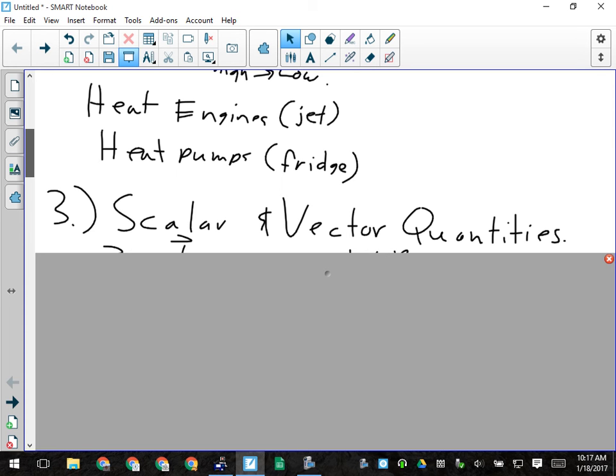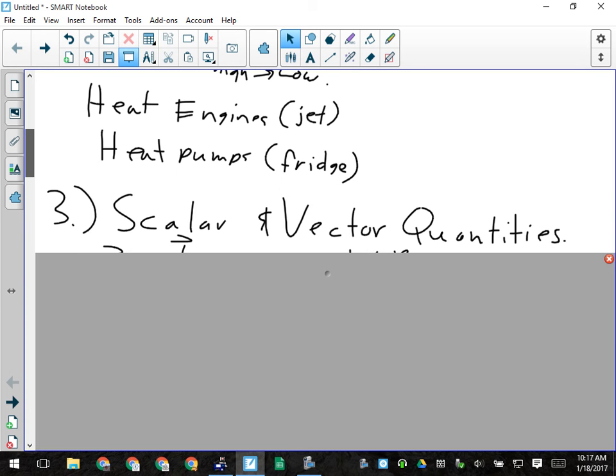Is velocity scalar or vector? It's vector, okay? If you don't remember that, you won't put a vector on your answer, and then you'll get it wrong, okay? So that's where you need to know, is this a scalar quantity or a vector quantity? That way you remember to put a vector on.